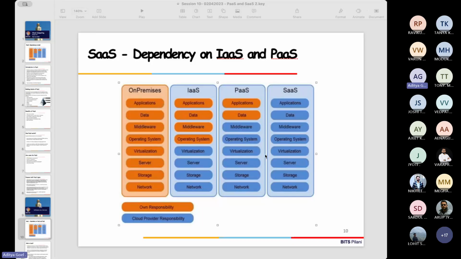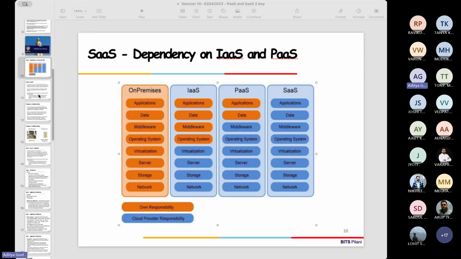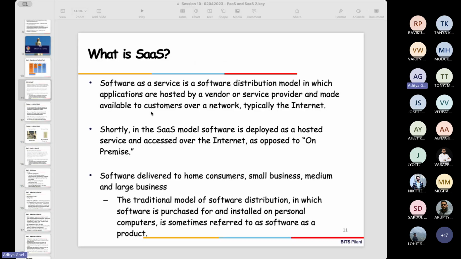These licenses were not daily or weekly licenses, but usually year-on-year licenses, and we usually have to renew the license every year. If the license is not renewed, then the whole work would come to a standstill. So these are the various problems which we encountered by having our own software. So what does SaaS do?